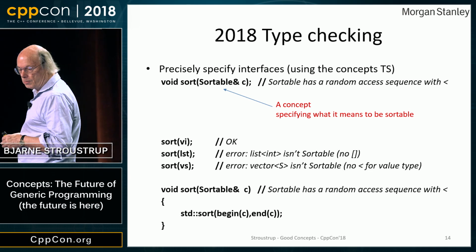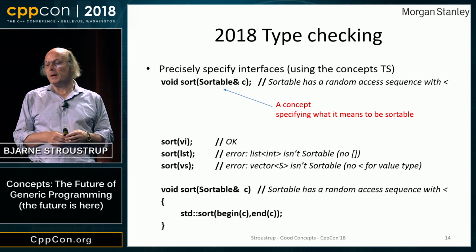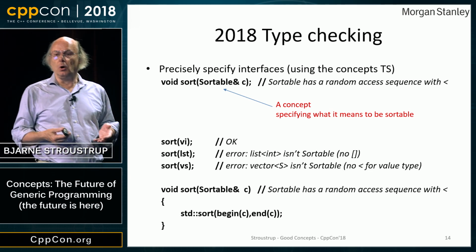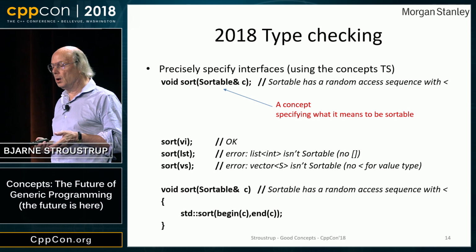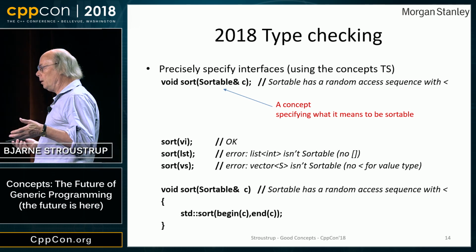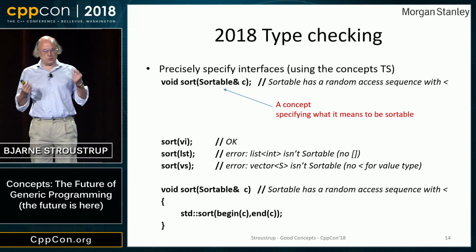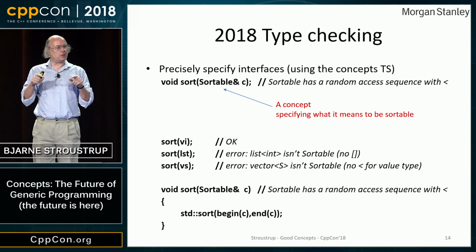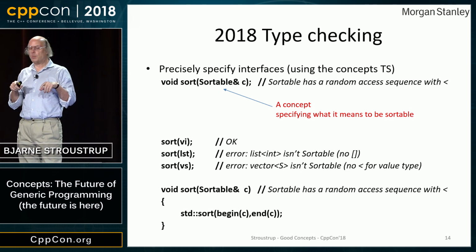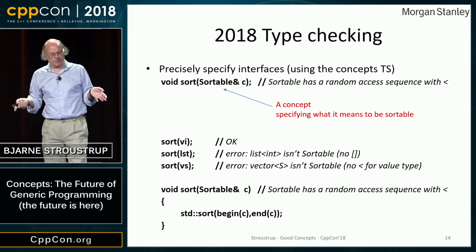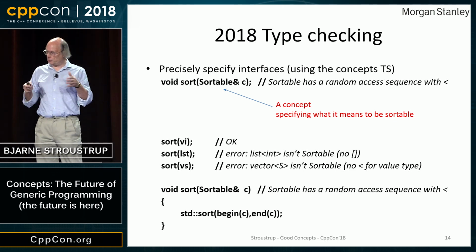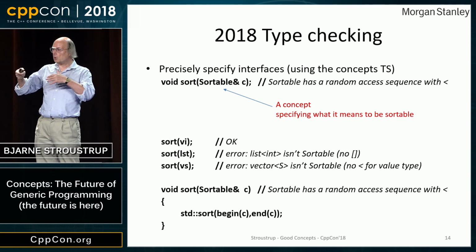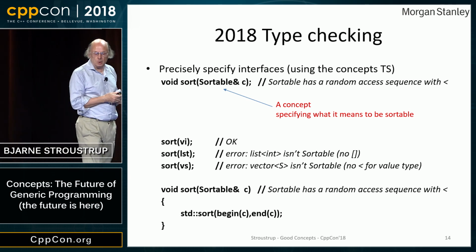So let's see what I want and what we're getting. I would like to say that sort takes a sortable. Concept is the specification of what is sortable. And you can look it up in the standard. It says that you have to have a begin and an end, being a sequence. It has to have random access, and the value type, the element type, has to be something you can compare. Fine. Unfortunately, in the previous 20 years, compilers and users don't read the manual. However, now we can write this so that it works.